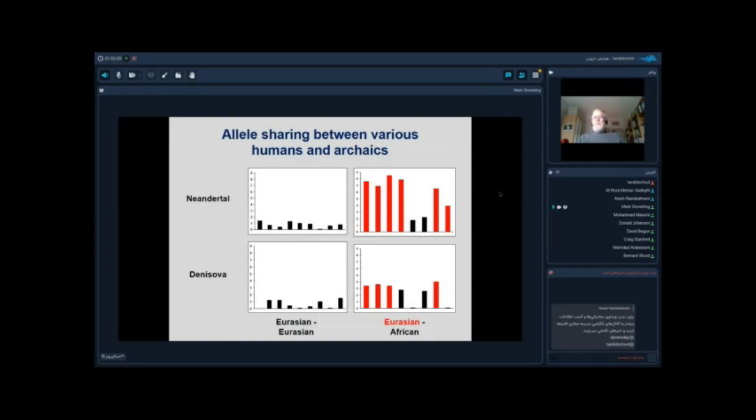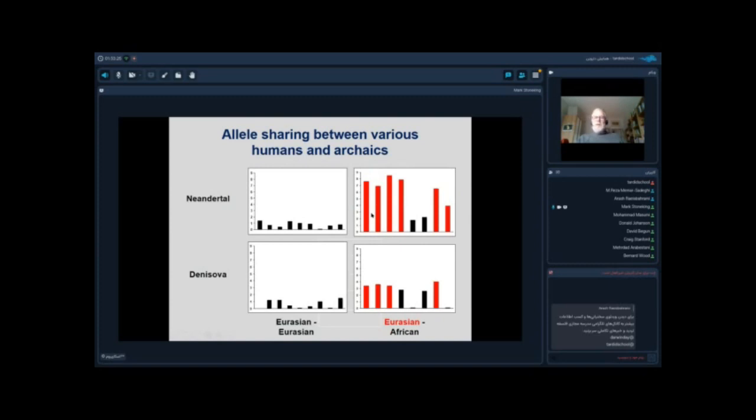Now we can ask, did they interbreed with modern humans? And so we do this matching statistic I told you about. Compared to Eurasians, no excess matching, a Eurasian to an African. There is excess matching of the Eurasian to the African, but it's about what you would expect given that the Denisovans are a sister group to Neanderthals.